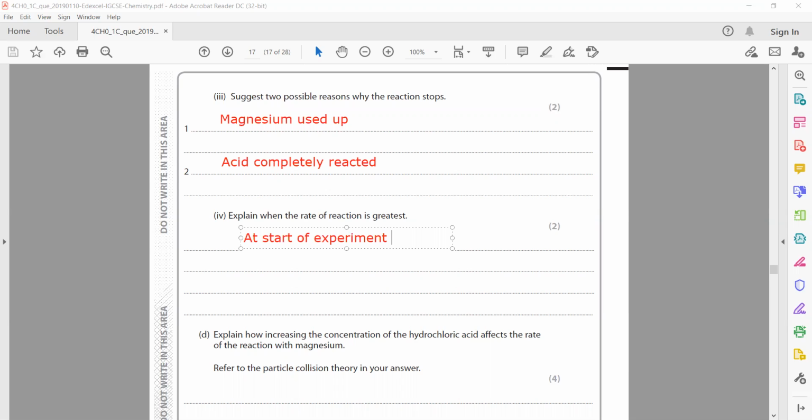And the reason is that there are more particles, so greater collisions. That's why there is a faster rate in the beginning.